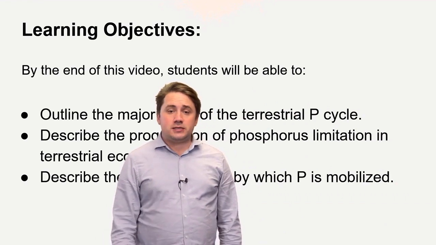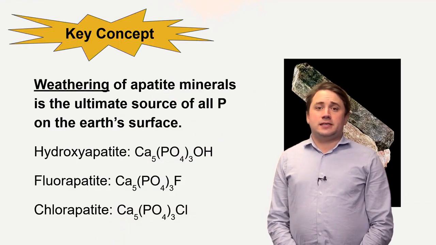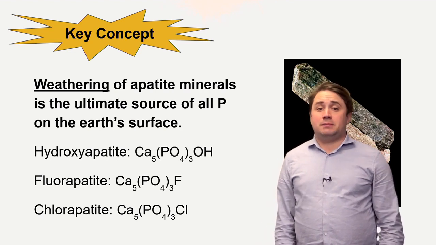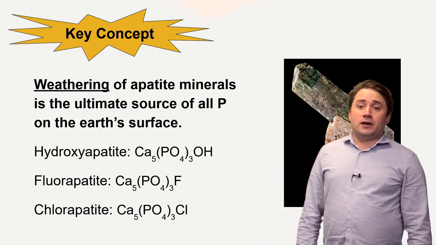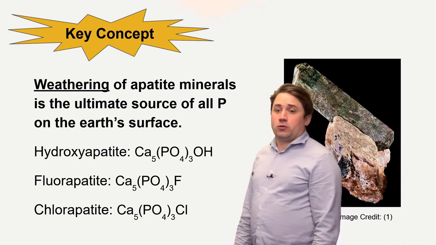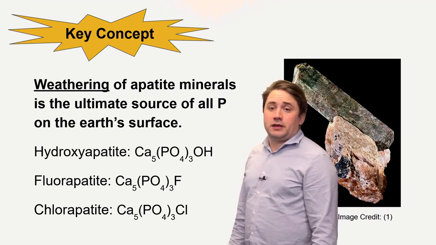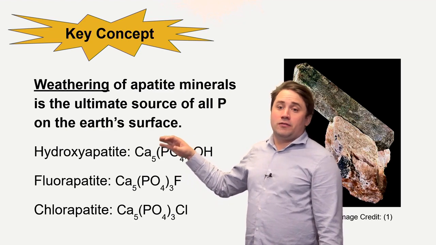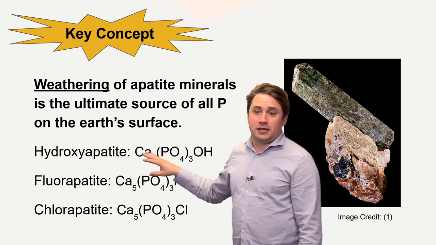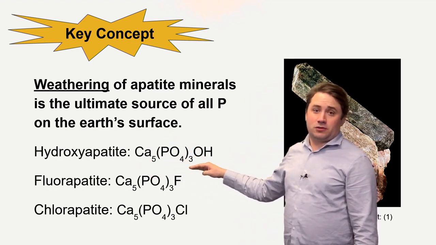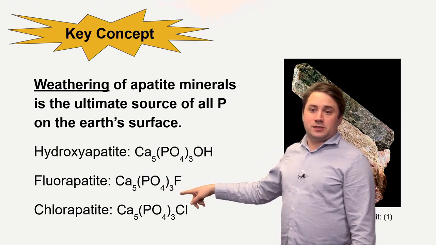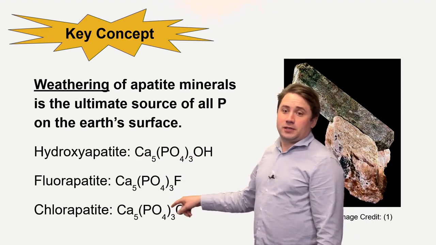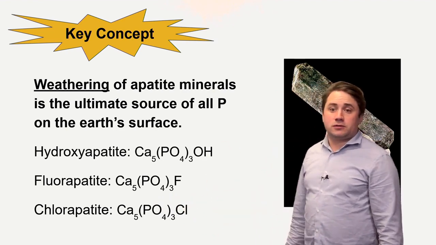So the first thing that distinguishes the nitrogen cycle from the phosphorus cycle is that while nitrogen has an atmospheric source, all phosphorus is ultimately of geogenic origin. So specifically, phosphorus comes from the mineral apatite, of which there are a few forms. There's hydroxyapatite, which is calcium phosphate with a hydroxyl group, fluorapatite, which is the same formula with just a fluorine instead of a hydroxyl, and chlorapatite, which just substitutes chlorine for hydroxyl.